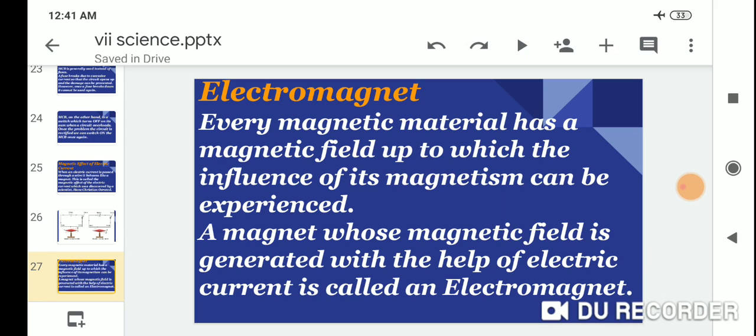Electromagnet means every magnetic material has a magnetic field, up to which its influence of magnetism can be experienced. A magnet whose magnetic field is generated with the help of electric current is called an electromagnet.